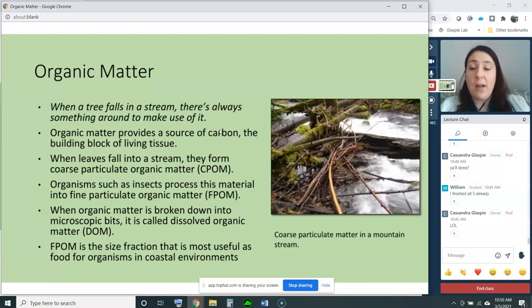When organic matter is broken down into microscopic bits where you can't see it anymore, it's in the water, it's moving with the water, that's when it's called dissolved organic matter. So these are just different size classes of organic matter. But the size fraction that's transported into coastal areas that's used most often and most important is the fine particulate organic matter. That's what coastal organisms are using for food.